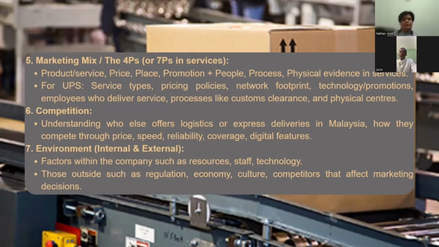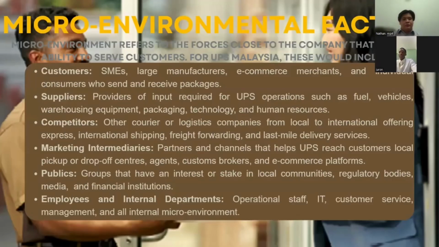Sixth is competition. Understanding who else offers logistics or express deliveries in Malaysia, and how they compete through price, speed, reliability, coverage, digital features. Seventh is environment, internal and external. Factors within the company such as resources, staff, and technology. For those outside, such as regulation, economy, culture, competitors that affect the marketing decisions. Now I'm going to be talking about the microenvironmental factors.